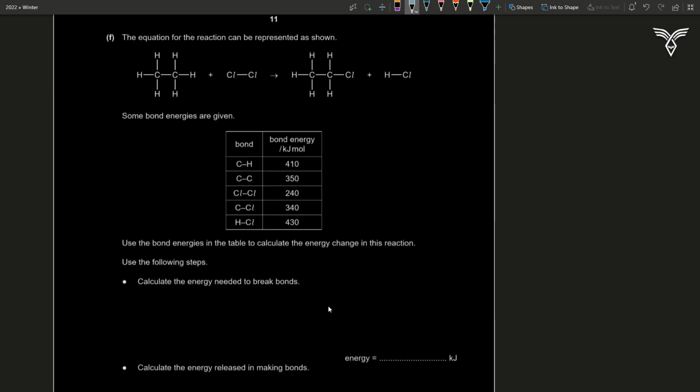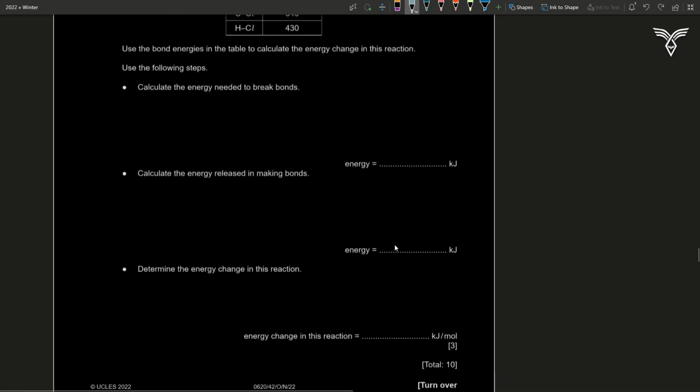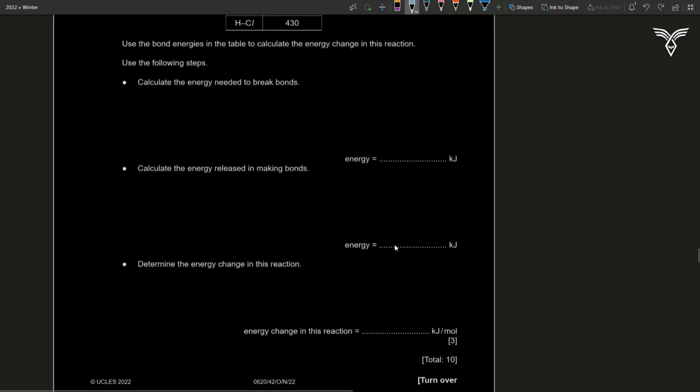Okay. Part F. The equation for the reaction can be represented as shown. Some bond energies are shown. Use the bond energies in the table to calculate the energy change in this reaction. And it also gives you the steps. This examiner is a nice guy, perfect.